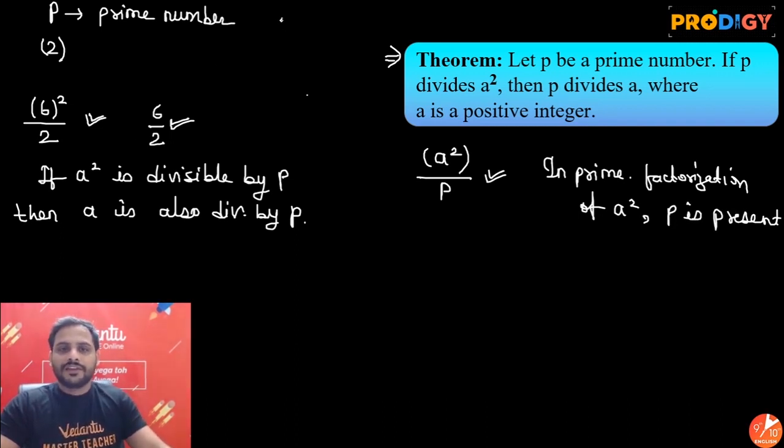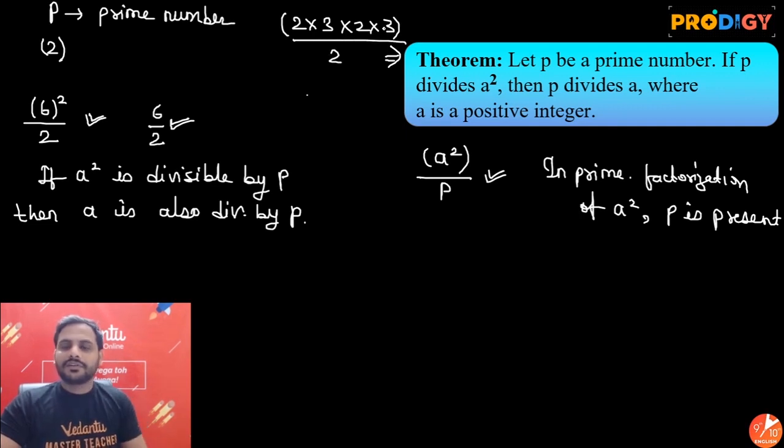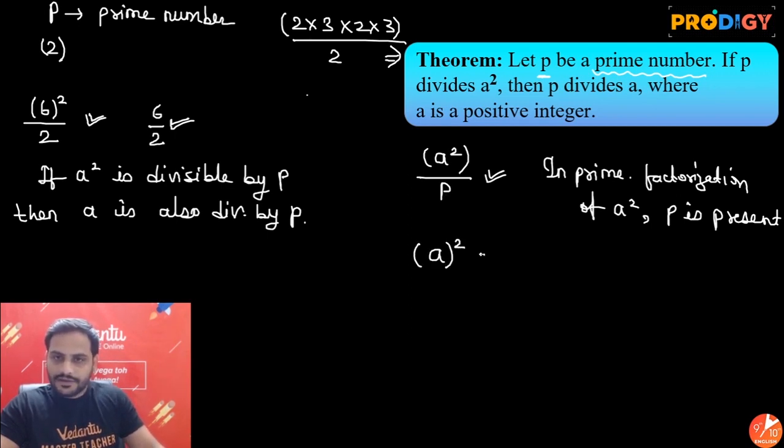By 6 square, if I do prime factorization, what is it? 2 into 3 into 2 into 3. So in the prime factorization, you can clearly see 2 is available. Yes or no? So in the prime factorization of a square, p is available. Remember, in this theorem, p has to be a prime number, not any other number. So if a square is divisible by a prime number p, somewhere in the prime factorization of a square, p will be available.